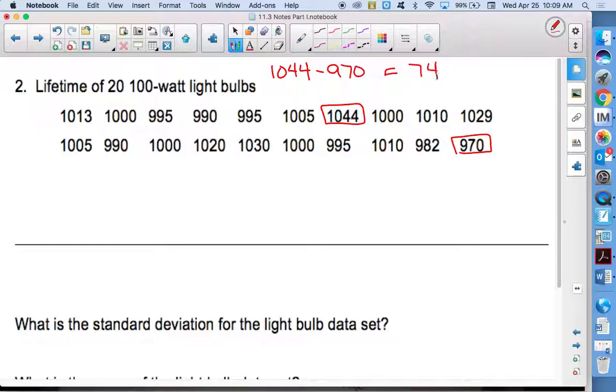And then you're supposed to divide it by the number of classes. If they don't tell you how many classes, what's a good number to use? 5, yeah. Caitlin, do you know what 74 divided by 5 is?